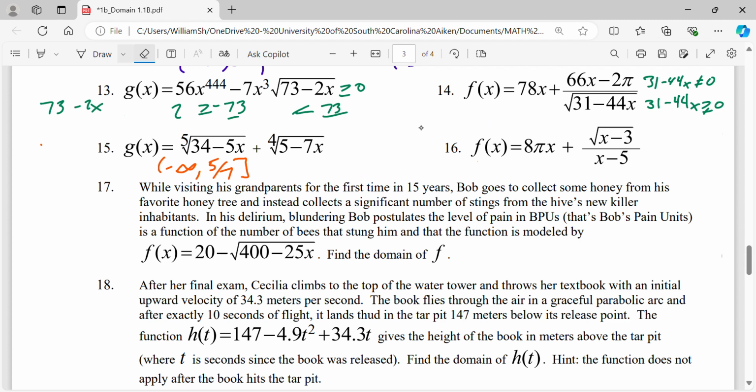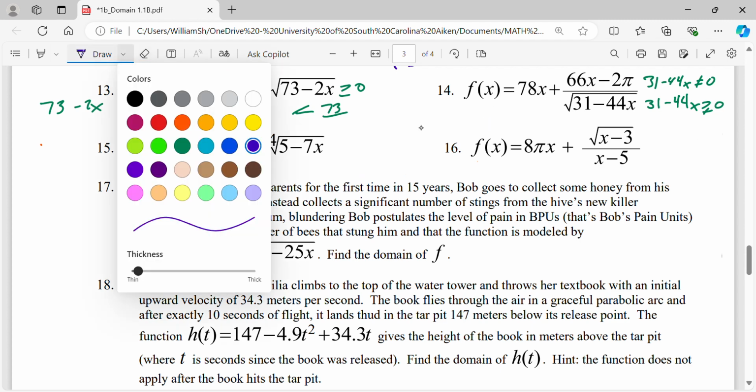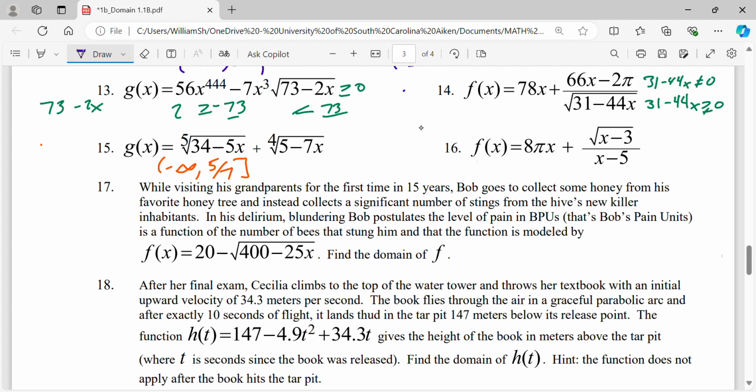Alright, let's work number 16. Number 16 says f of x equals 8 pi x plus the square root of x minus 3, divided by x minus 5. The denominator tells us that it can't be equal to 0. The inequality means that it needs to be greater than or equal to 0. Let's combine these two restrictions.